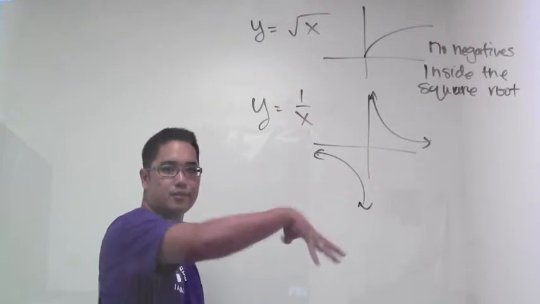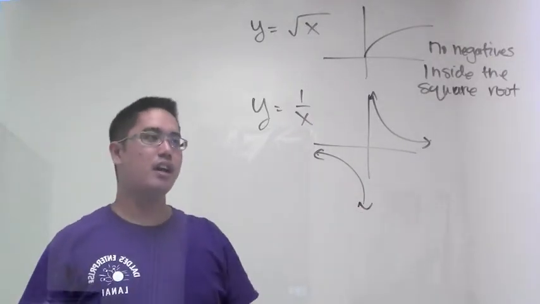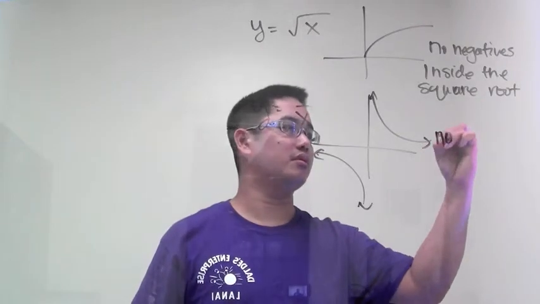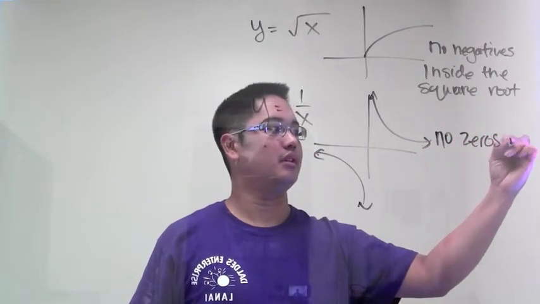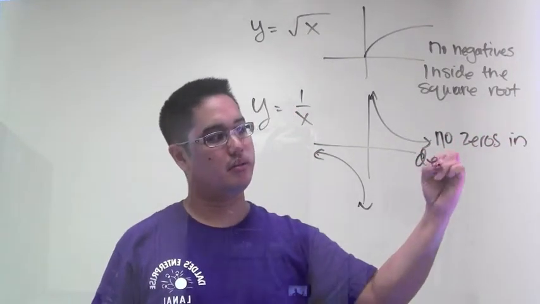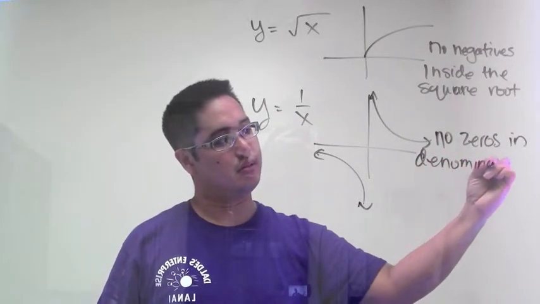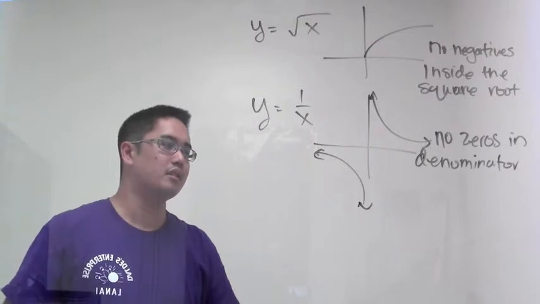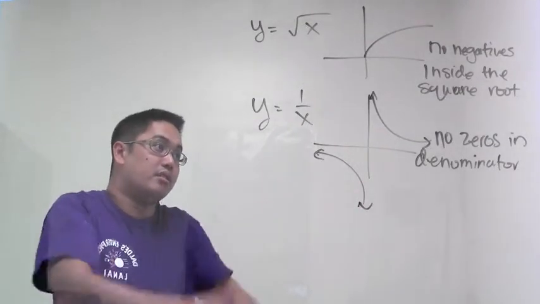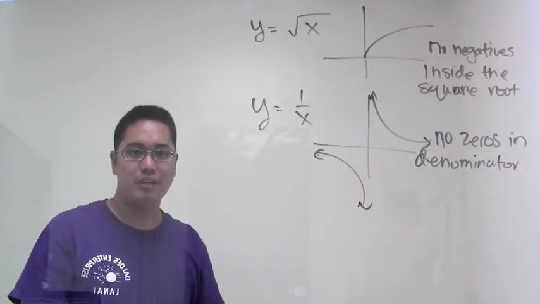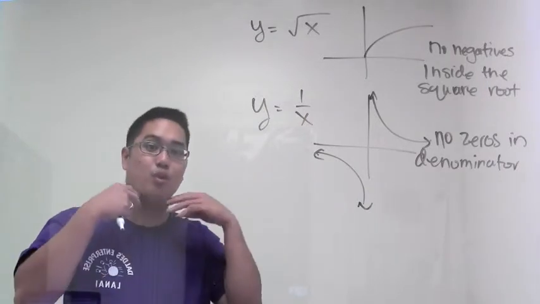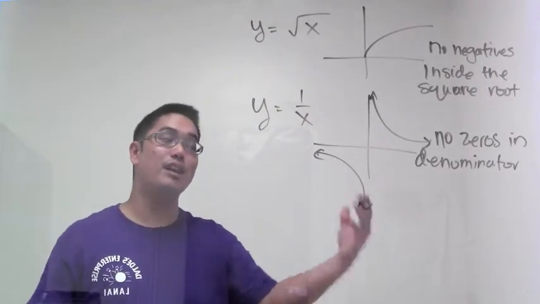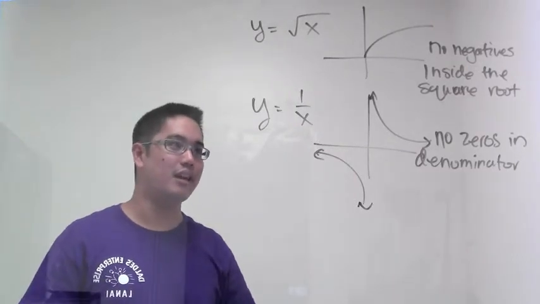Alright, the second one, you're not allowed to have zeros in the denominator. No zeros in denominator. Now, I'll be honest with you, that's really all the rules there are. It's pretty straightforward, it's pretty simple. That's the only two things I want you to remember when it comes to solving domains. No negatives in the square root, no zeros in the denominator.